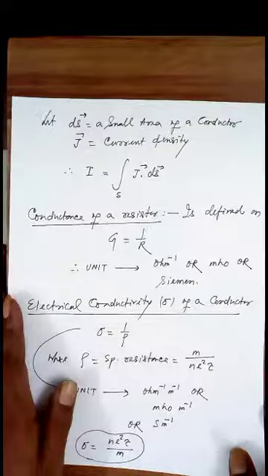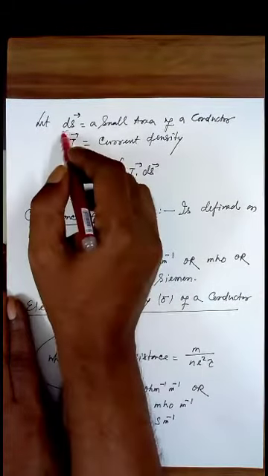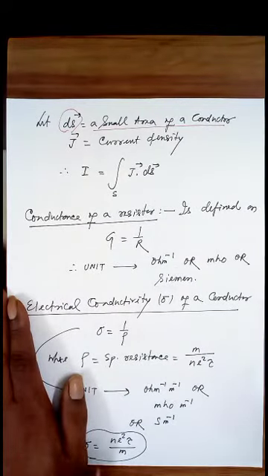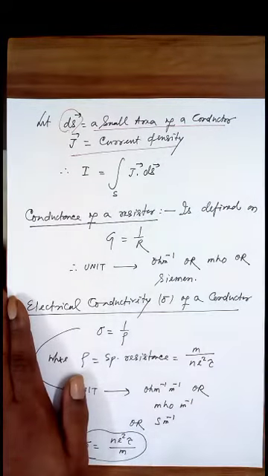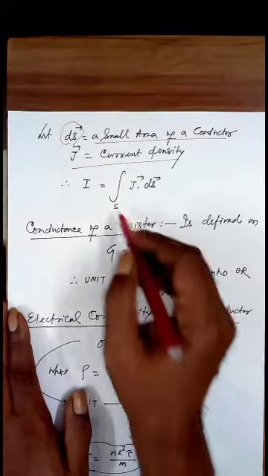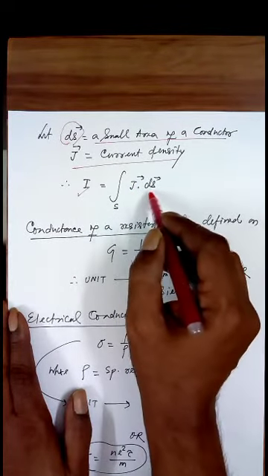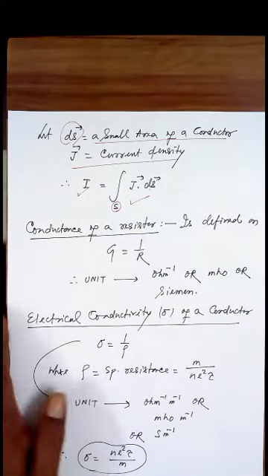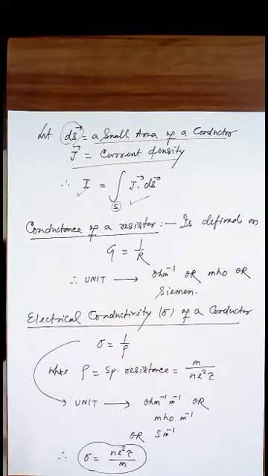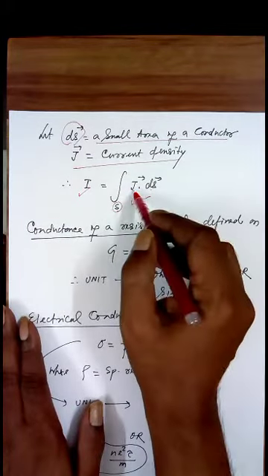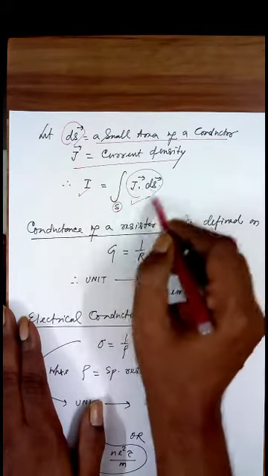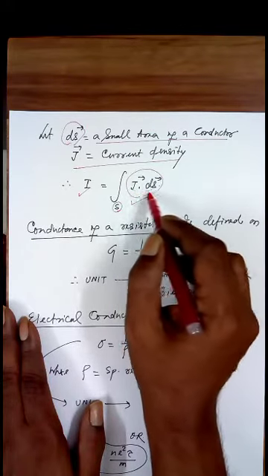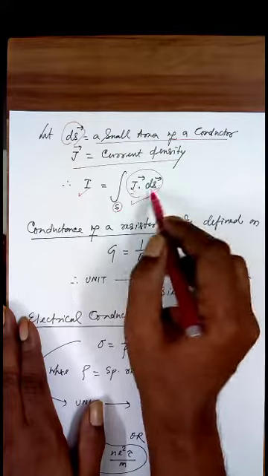Now, let ds be a small area of a conductor and J be the current density associated with that conductor. So the current will be J dot ds, integrated over the whole surface S. Your total current will be the integration of J dot ds, that is the flux of the current density, right? When you take the dot product, it is nothing but the flux.